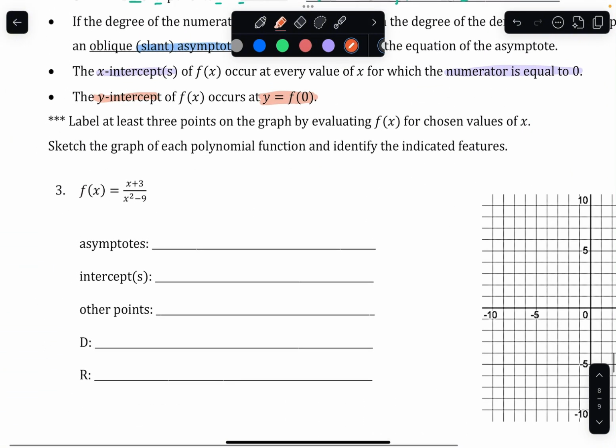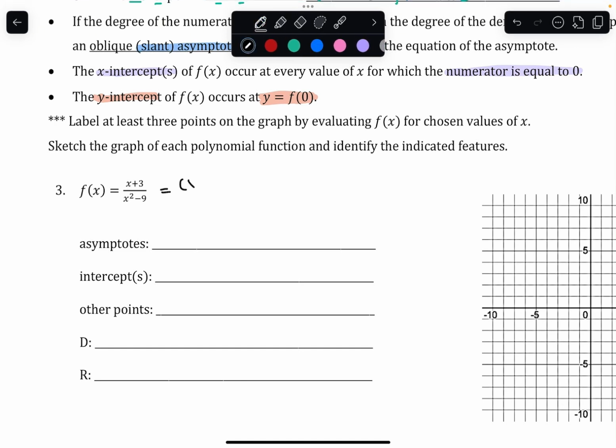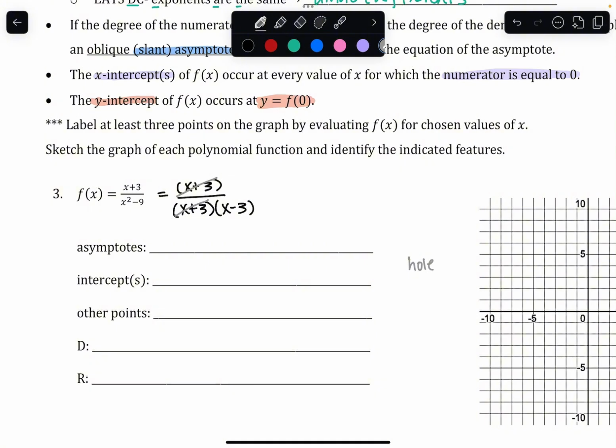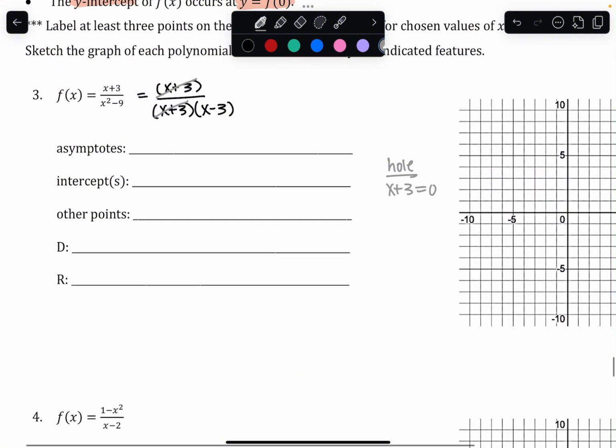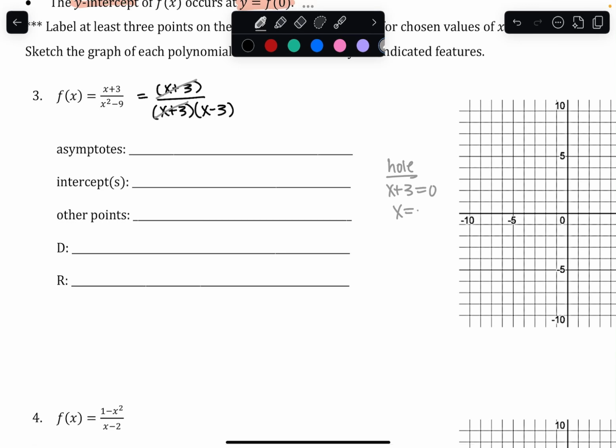First, we're going to factor. On top, that's just linear, so there's nothing we can do with that. And then on bottom, that's a difference of squares, x plus 3, x minus 3. And so we do have a common factor. The common factor is x plus 3. That means we're going to have a hole where x plus 3 equals 0. If we solve that, it's x equals negative 3.